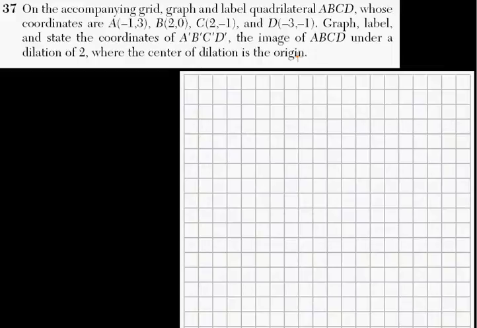Okay, so basically what this means, dilation of 2, means that we're going to multiply all the coordinates here, all these numbers, -1, 3, 2, 0, 2, -1. We're going to multiply all those coordinates by 2. And the center of this dilation is the origin.